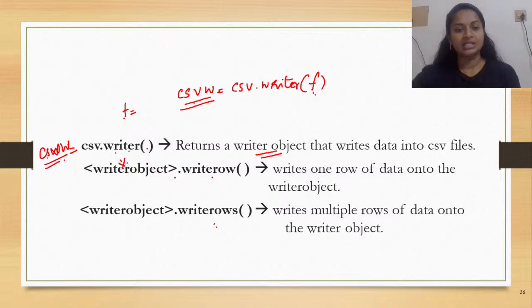So when you are using CSVW dot writerow, it will write one row of data onto the writer object, and writerows will write multiple rows of data onto the writer object. So this is how writerow and writerows work in the CSV file.